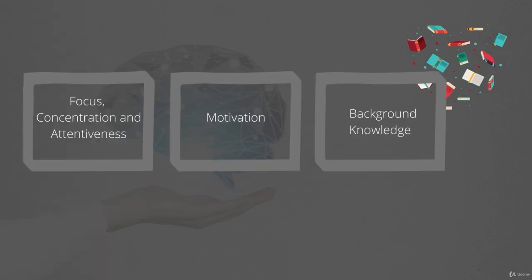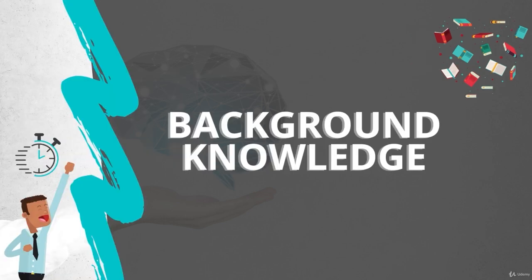So now we already know 2 of the 3 success factors for reading. So after focus, concentration, and motivation, it's now time for the background knowledge. In our next lesson, you will learn why background knowledge is so important and what you can do to improve it. And a little spoiler, it involves more than you think.